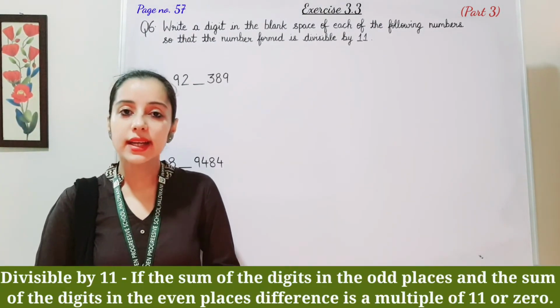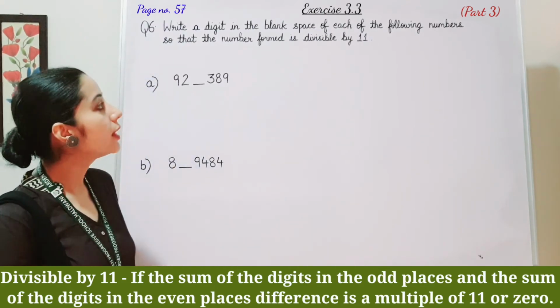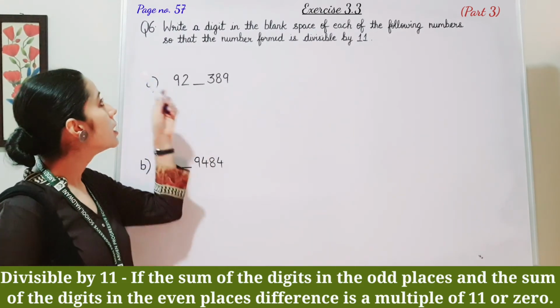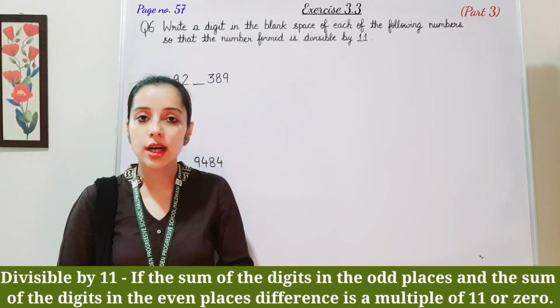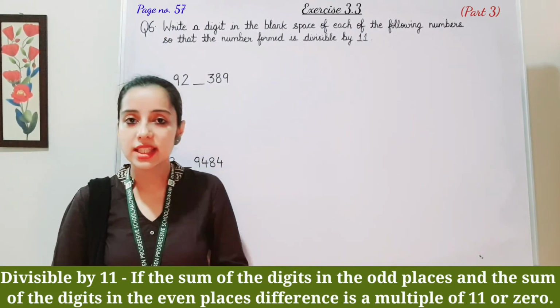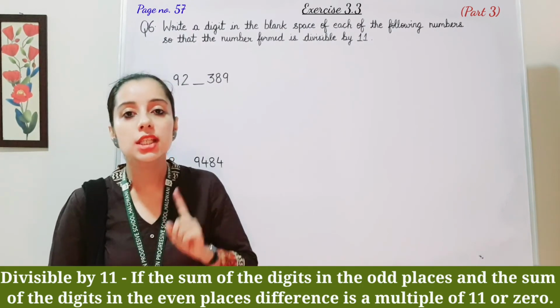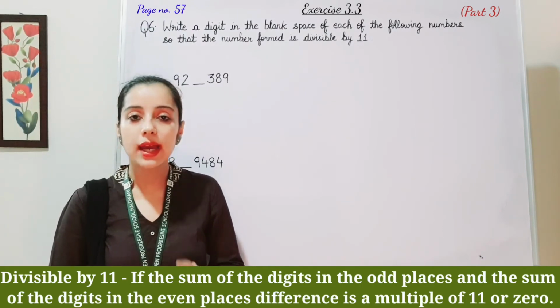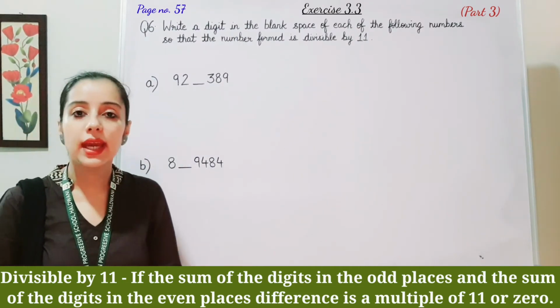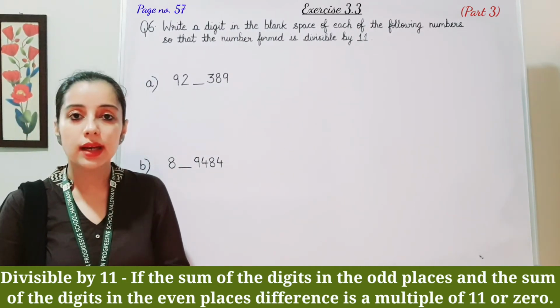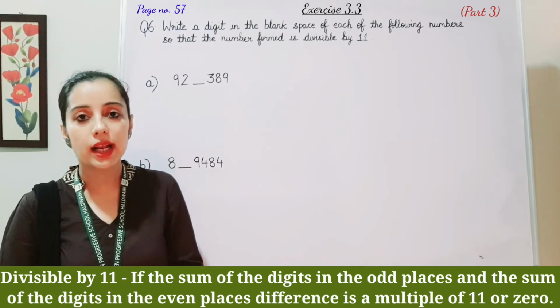Question number 6. Write a digit in the blank space of each of the following numbers so that the number formed is divisible by 11. So here we have to write a number in the blank space so that the number which is formed should be divisible by 11. A bar: 92-389. As I explained earlier, how to find out divisibility by 11?